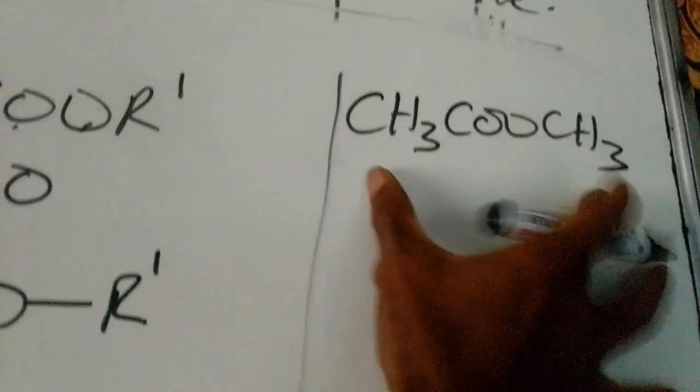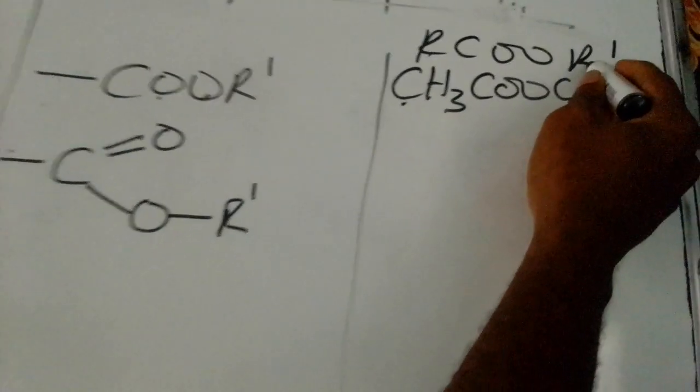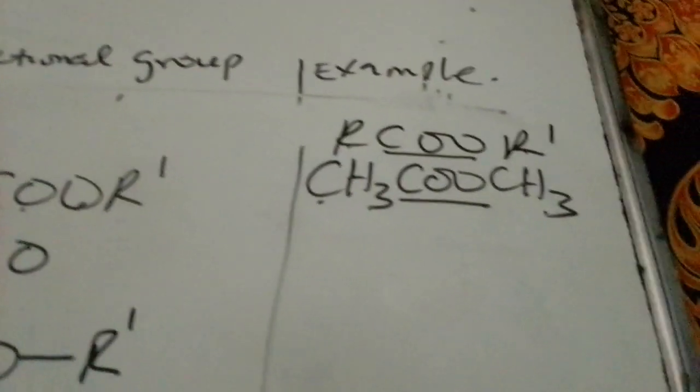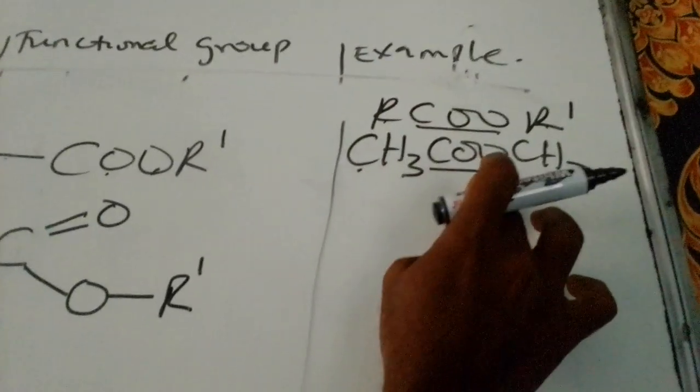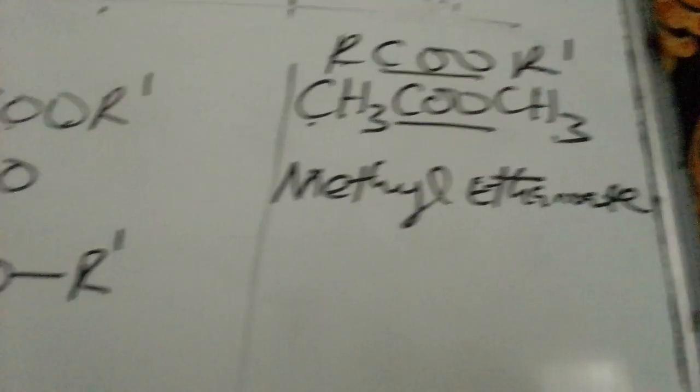An example of an alkanoate is this compound, CH3COOCH3. Look at it very well. How do I know it's an alkanoate? Look at the general formula. You compare the two. An alkyl group at the extreme, CH3, and an alkyl group at the other extreme, and then COO at the middle. So you see that this formula corresponds to this. This alkanoate is called methyl ethanoate.